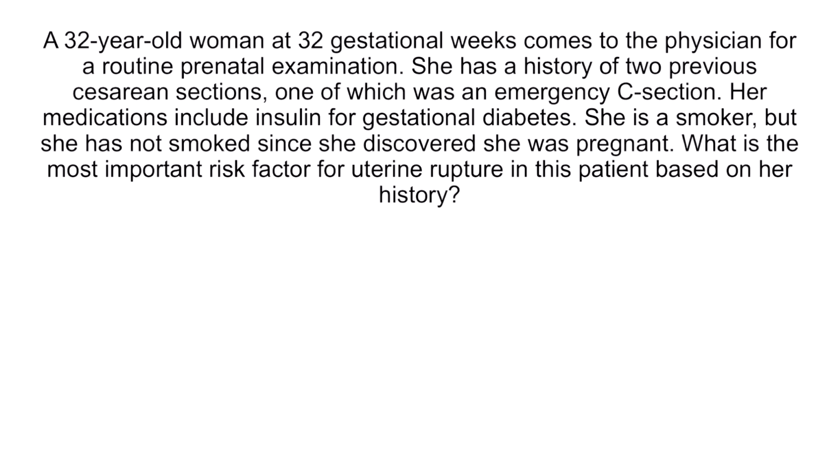All right, let's try a question. A 32-year-old woman at 32 gestational weeks comes to the physician for routine prenatal examination. She has a history of 2 previous cesarean sections, one of which was an emergency C-section. Her medications include insulin for gestational diabetes. She is a smoker, but she has not smoked since she discovered she was pregnant. What is the most important risk factor for uterine rupture in this patient based on her history?